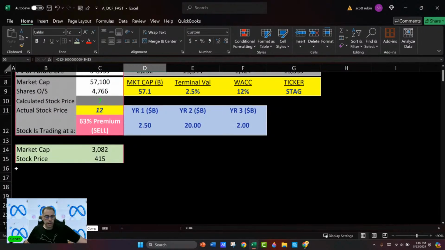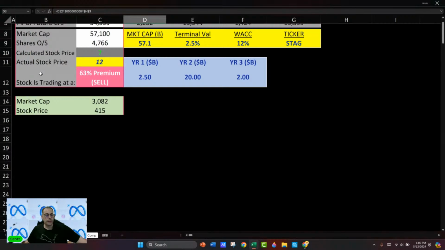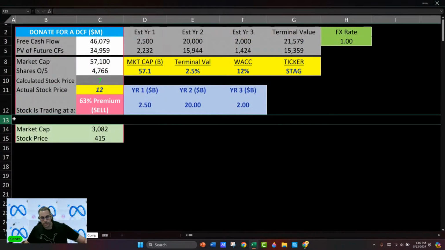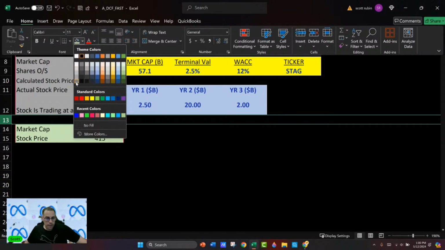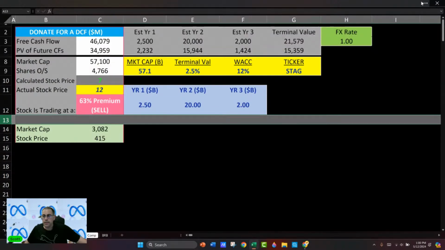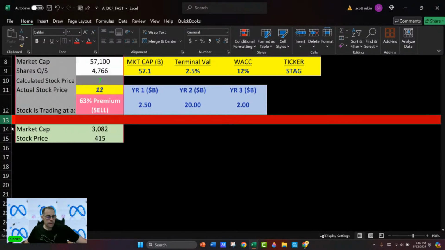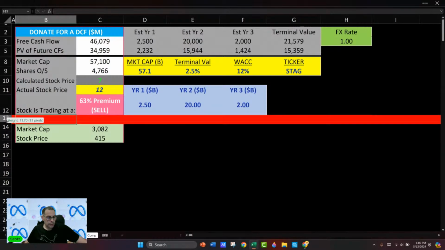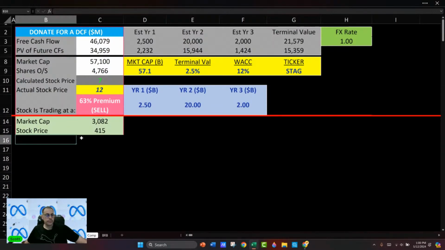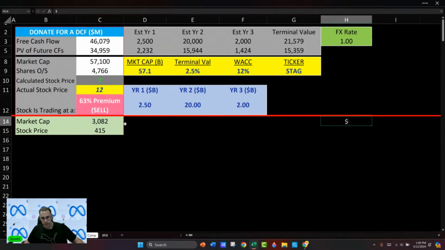Okay. So I'll just make it green, the one we're doing. Let me put a line here to separate. That's not a good color. That's good. Okay, so we'll do Microsoft. I'll show you how to build your own DCF.